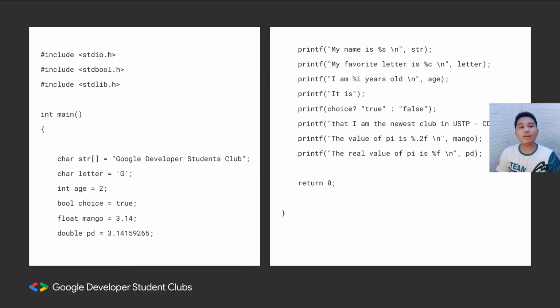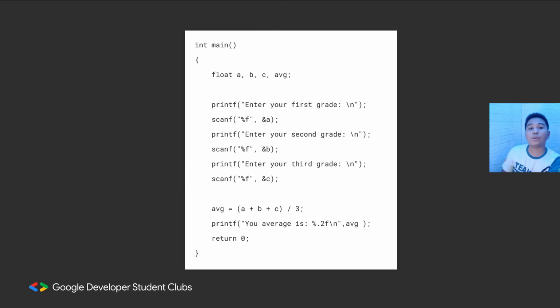So, since we are done with the variables and data types, we will make use of this in order for us to easily call what the user will input to our program. So, we will create an average calculator that can find the average of your subjects. So, this will be the code.